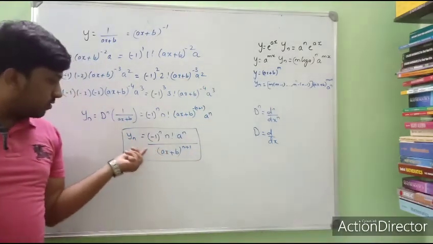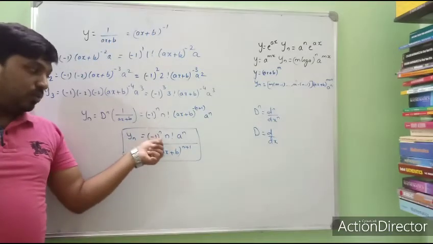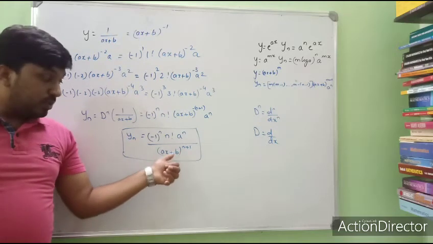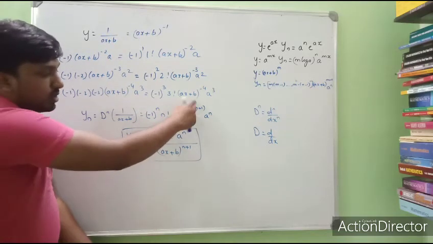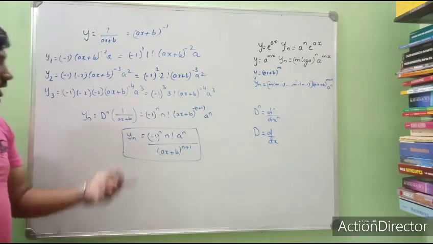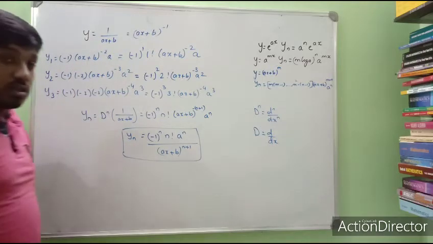So this is the overall nth derivative, that is yn is equal to minus 1 to the power of n into n factorial into a to the power of n by ax plus b to the power of n plus 1. This minus n plus 1, if it comes down, is going to become plus n plus 1. So this is the nth derivative of the function of this form.